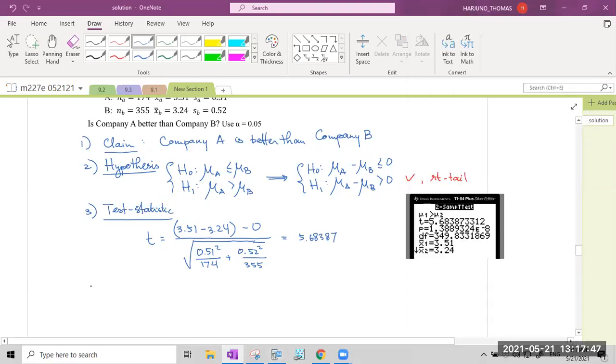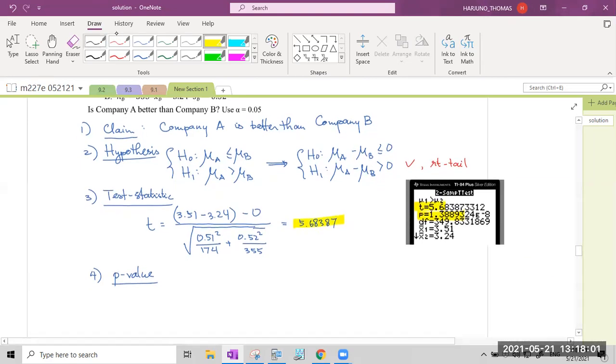Now our p-value, however, may be different. The thing is, if we round to 5 decimal places, it should be 0. And this is a right tail.